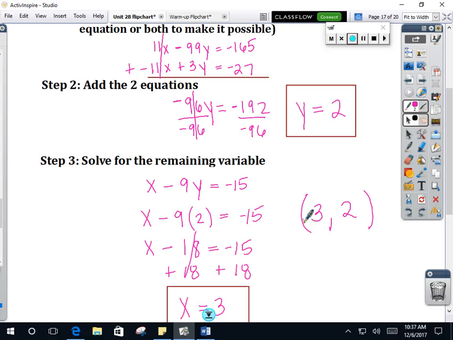Okay, and so that's how you could do these on a multiple choice test. If you didn't know how to do it by elimination, you could just take each answer choice and type them in. However, is it okay if it just works for one equation, not for the other? No. To be a solution to this system, it has to work in both equations. So now type in 11 times 3 minus 99 times 2 and see what you get.